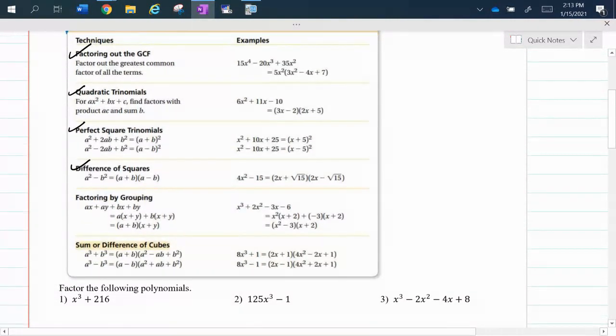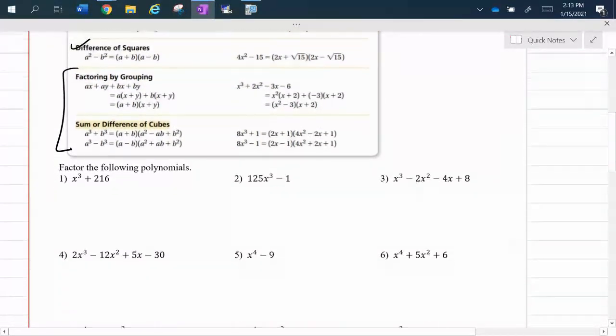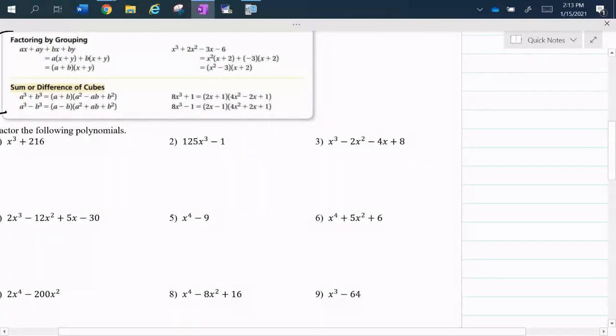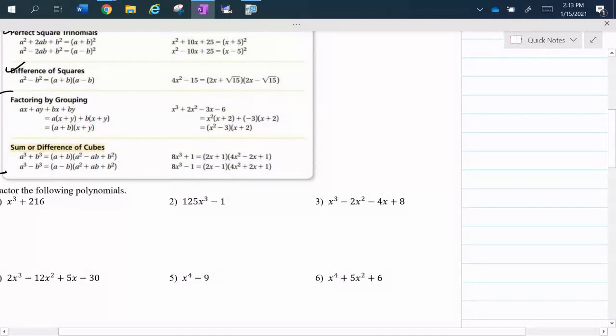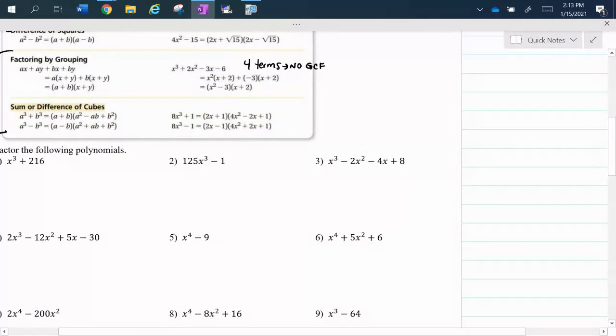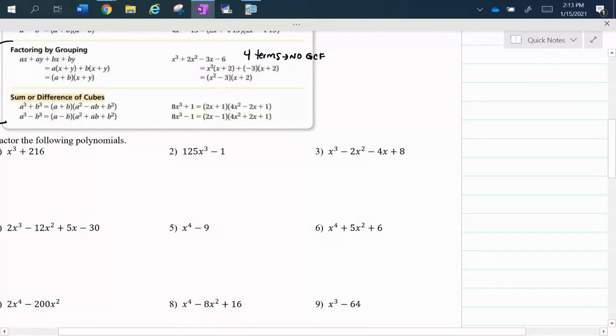Today, we're going to learn how to factor by grouping and how to factor the sum and the difference of two perfect cubes. So let's talk about grouping first. We're going to start with number 3. Number 3 has 4 terms, just like this example up here, 4 terms with no greatest common factor. That's when we know we're going to factor by grouping.